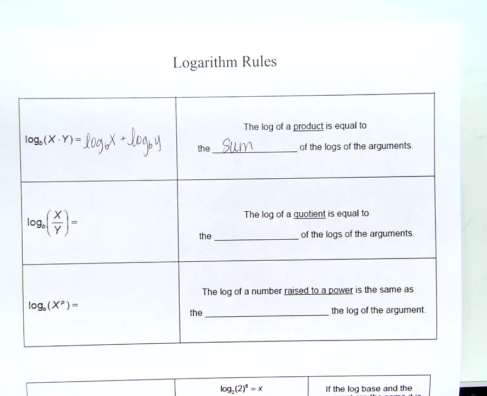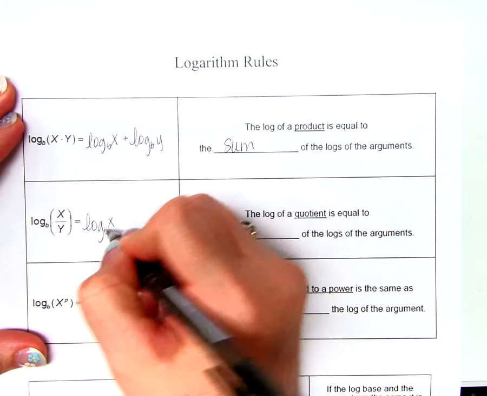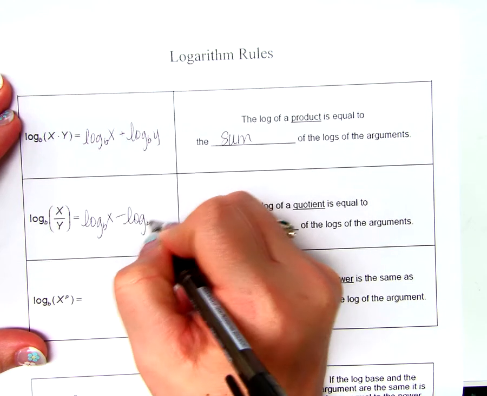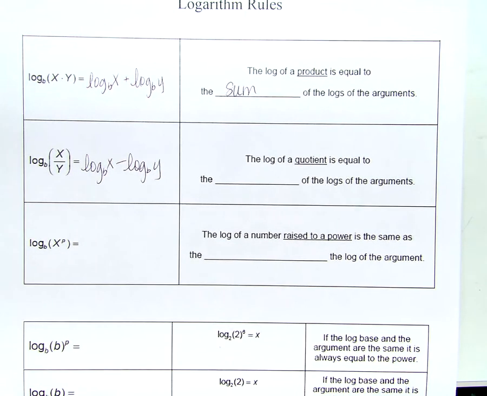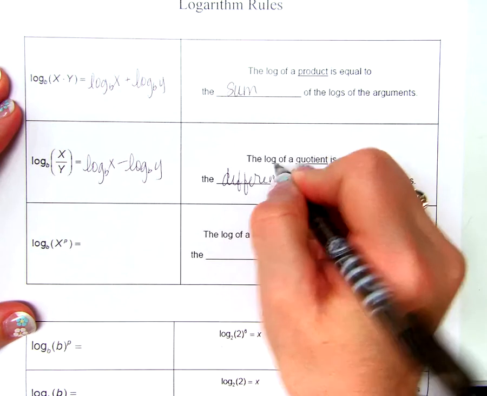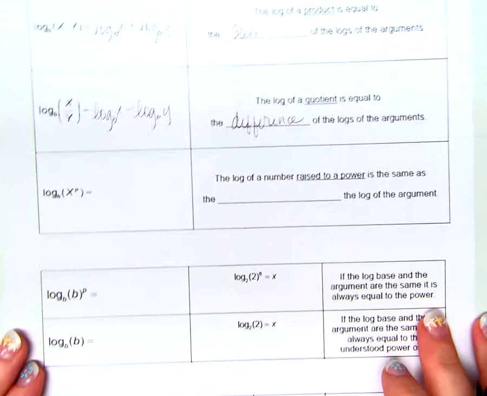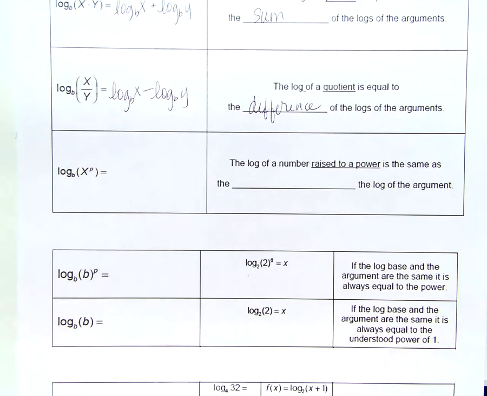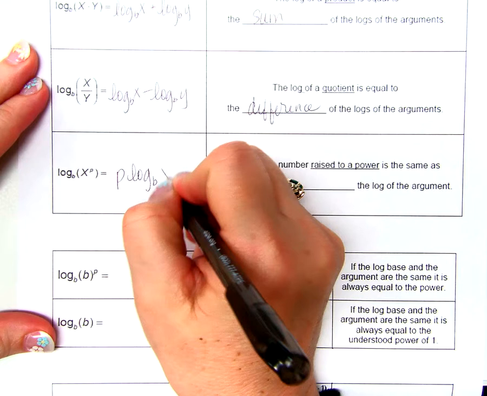So what about the next one? Log base b of x minus log base b of y. Excellent. The log of a quotient is equal to the difference of the logs of the arguments. What about the last one? P log base b of x.